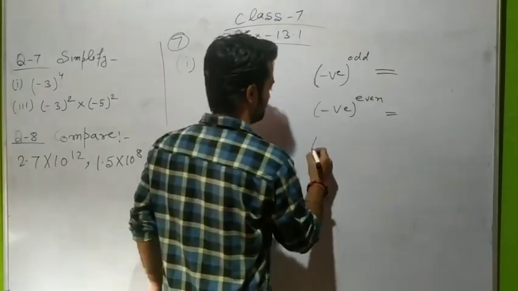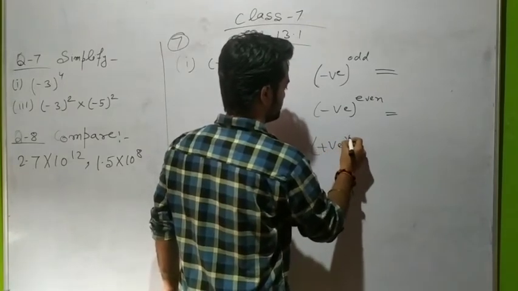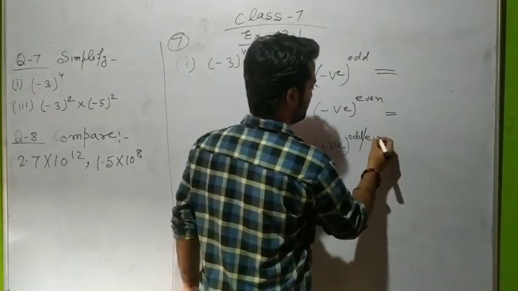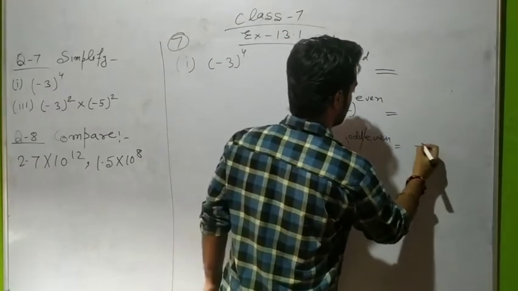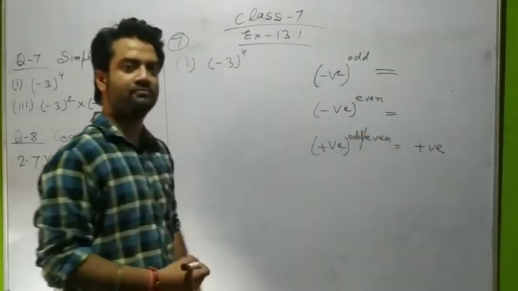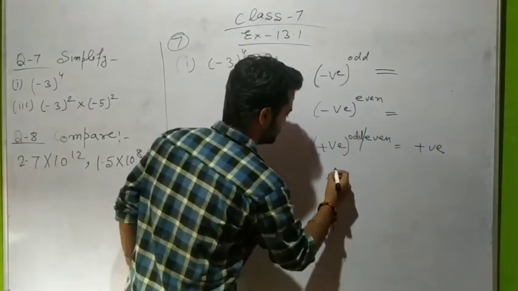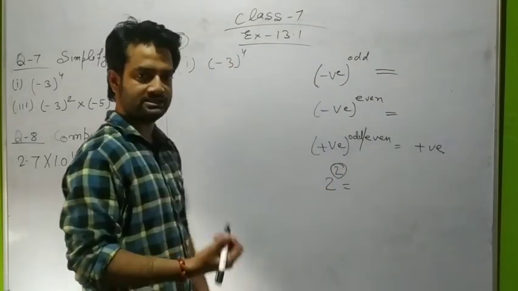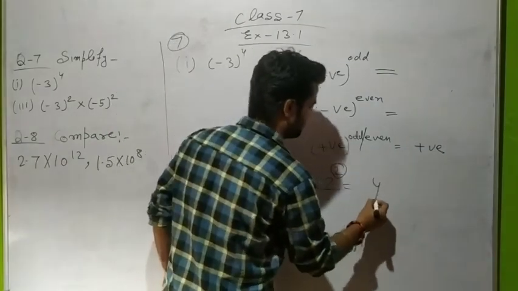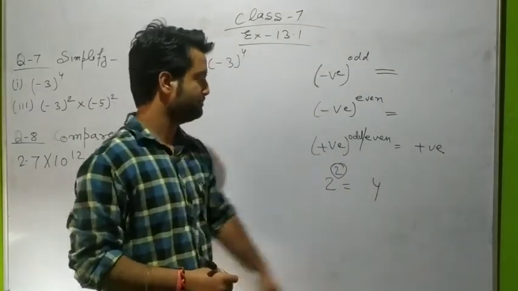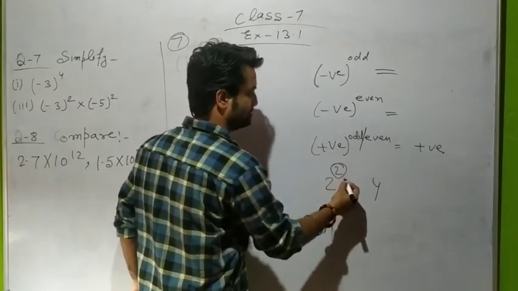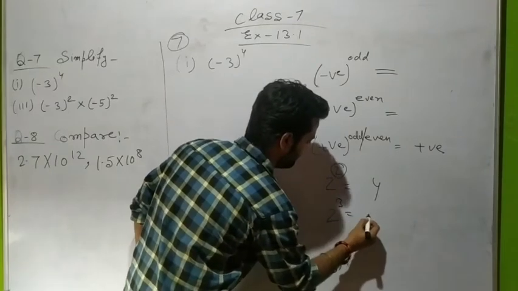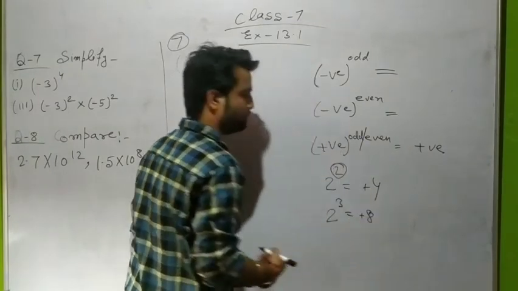Like if a number is positive, whether its power is odd or even, in both cases its answer will always be a positive number. For example, 2 raised to the power 2: 2 is a positive number and 2 is an even number as its power, so its answer will be 4, which is also positive. And if we change the power to an odd number, like 2 raised to the power 3, then we get 8, which is also a positive number.